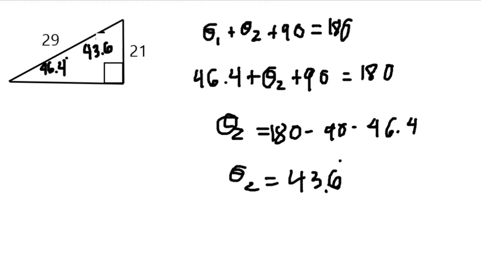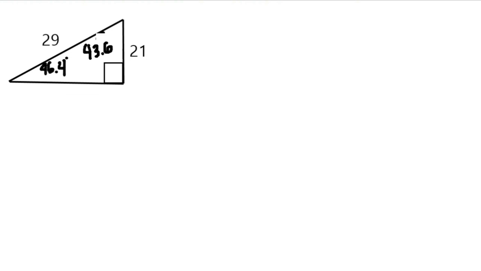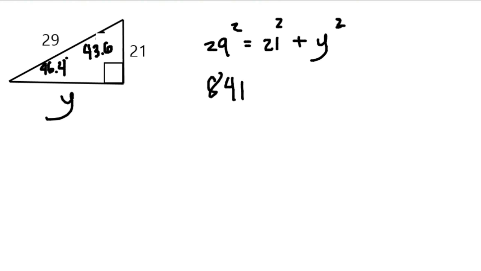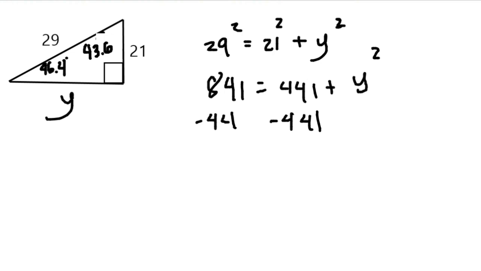Okay, now how do we solve this thing? So we can again use the Pythagorean theorem, and we also can use SOH CAH TOA. But in this problem, I'm going to use the Pythagorean theorem. So let's call this leg y. So we got 29 squared equals 21 squared plus y squared. 29 squared is going to be 841. 21 squared is going to be 441 plus y squared. So let's move 441 to the left side of our equation.